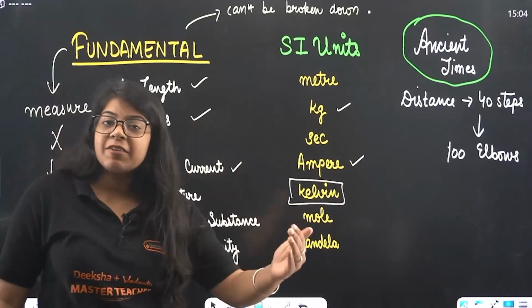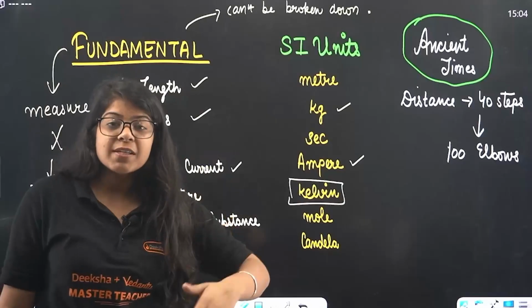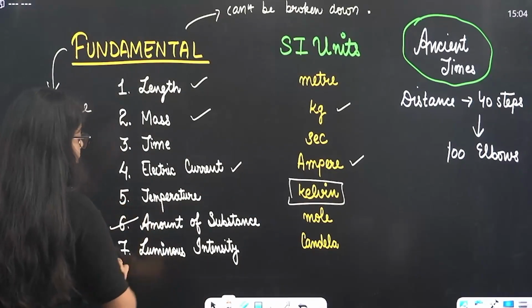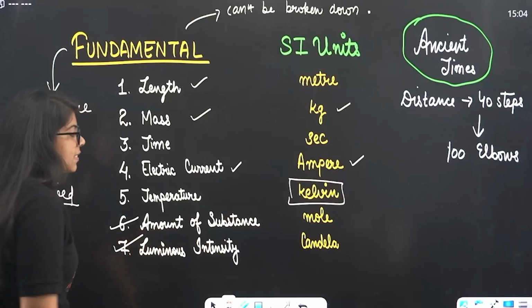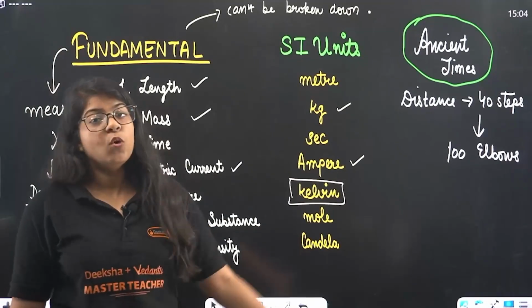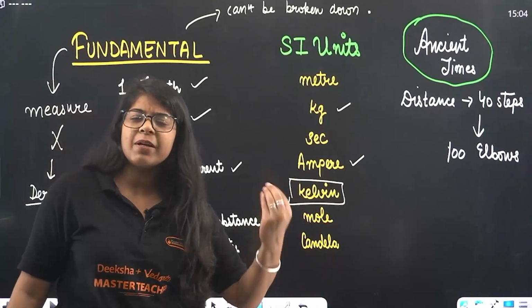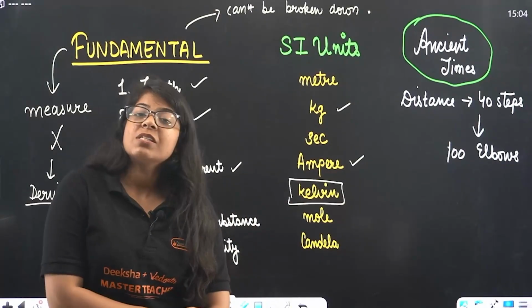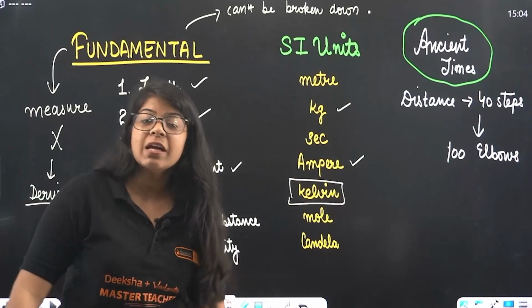Degree Celsius and degree Fahrenheit are also units, but Kelvin is the SI unit of temperature. Similarly, we have amount of substance, that is mole, and luminous intensity, that is candela. Mole we studied a little bit when we started exploration in the new class 9th, but you will study this in 11th chemistry in depth.